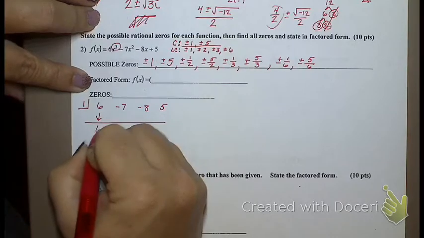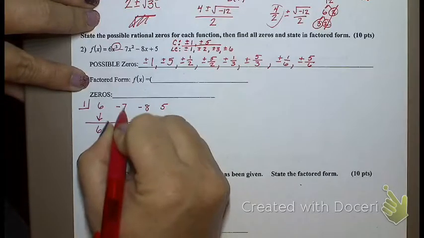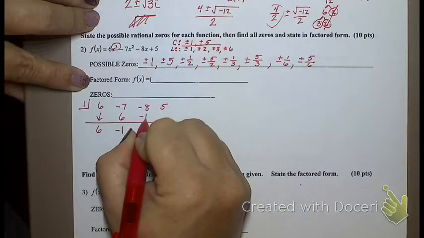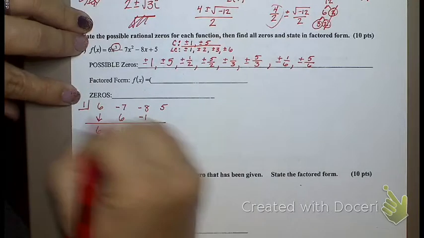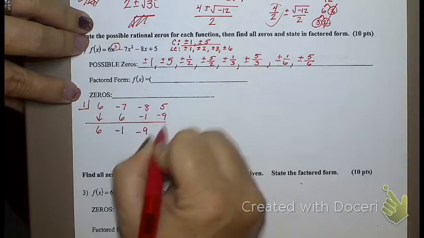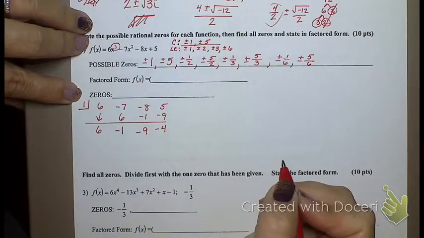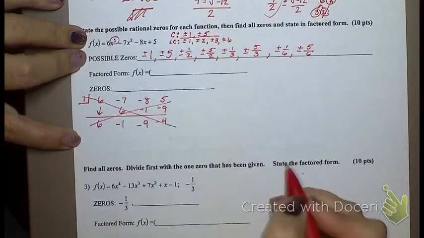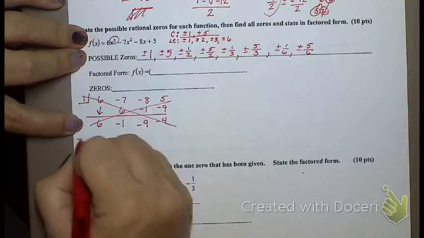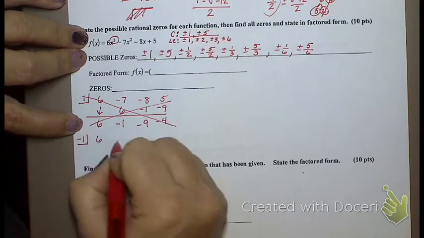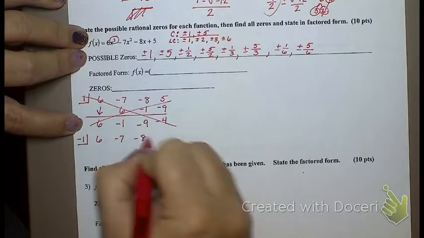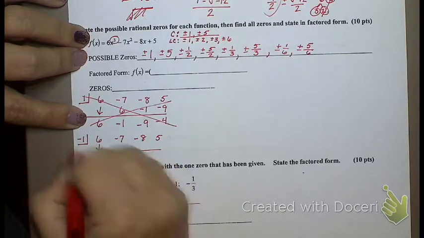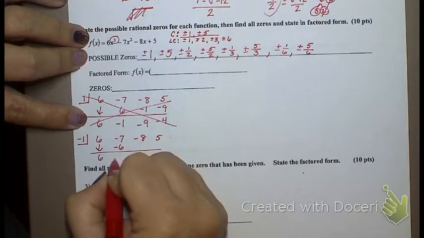Bring down the 6. 6 times 1 is 6. -7 plus 6 is -1. 1 times -1 is -1. That gives me -9. 1 times -9 is -9. I do not get 0 as my remainder, do I? So 1 does not work. What should I try next? -1. 6, -7, -8, and 5. Bring down the 6. 6 times -1 is -6. That's -13.